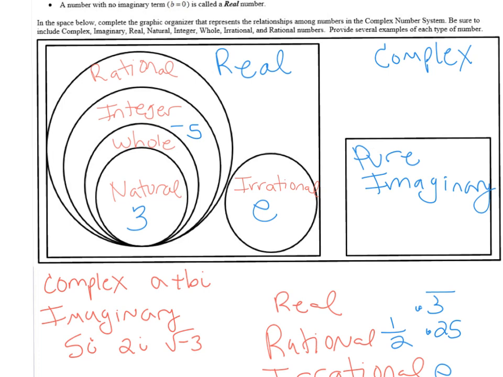Let's do a rational one. Let's do 3/4. So 3/4 is a fraction of integers. So it's rational, but it's not an integer, it's not whole, it's not natural. It is real, and it is complex. So based on this diagram, you can see what types of numbers are considered more than one example in the number system.